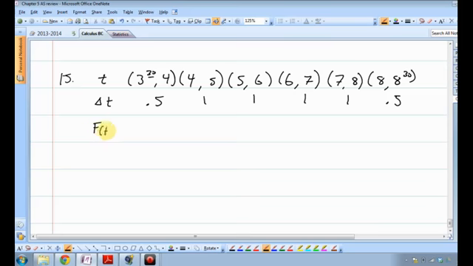F of t, was it the left method? Yes. So 73, 75, 75, 72, 70, 66.